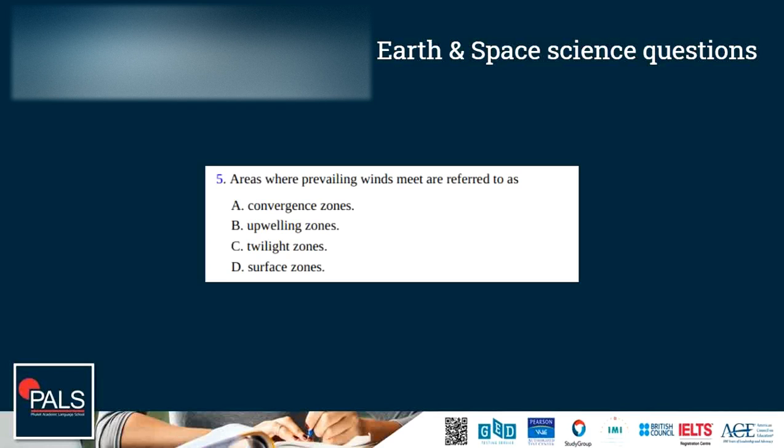Upwelling zones are not related to wind. Upwelling zones are regions in the ocean where cold, deep water comes up towards the surface, where cold, deep water rises. And yeah, so the correct answer here is answer A.